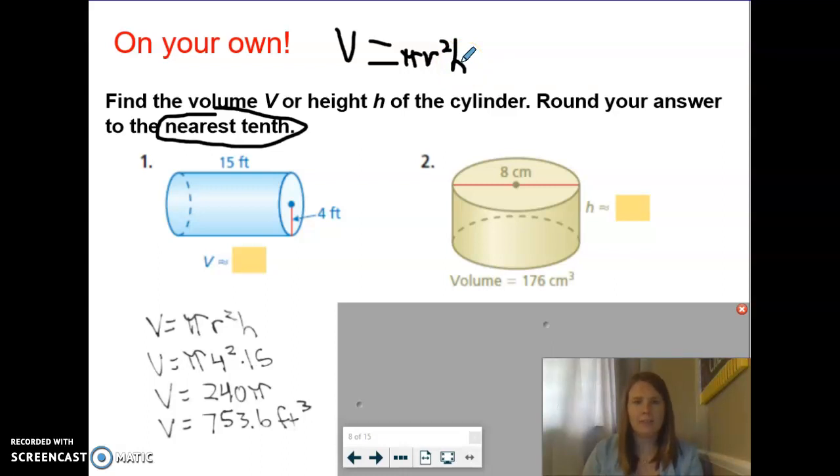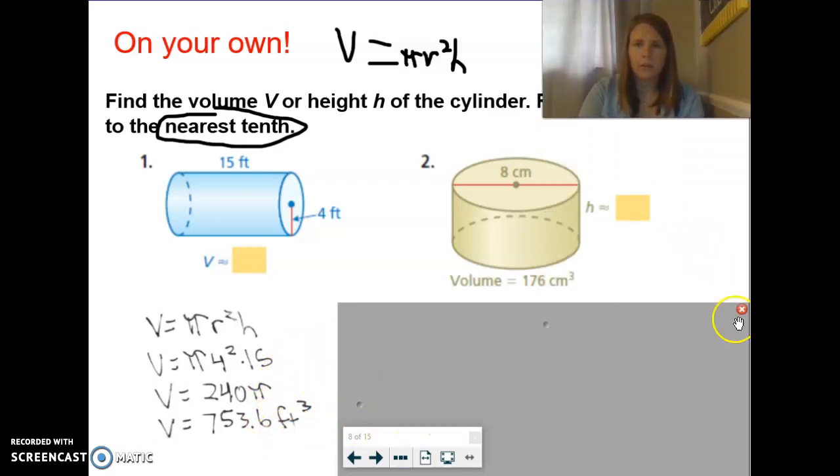My height is 15. So I first did the 4 times the 4, which is 16, and I multiplied it by 15. So I just left out the one step of figuring out that this is 16. When I multiply that, it's 240. And then I'm just going to multiply it by the pi, so 3.14. And that's how I get 753.6. Make sure your units are feet cubed because you're talking about your volume.